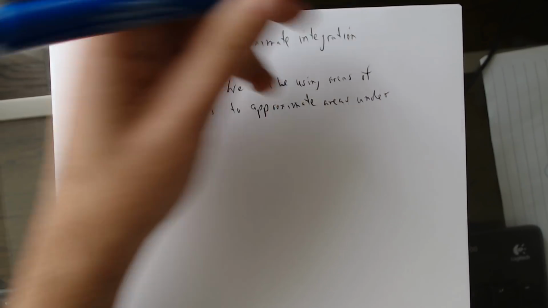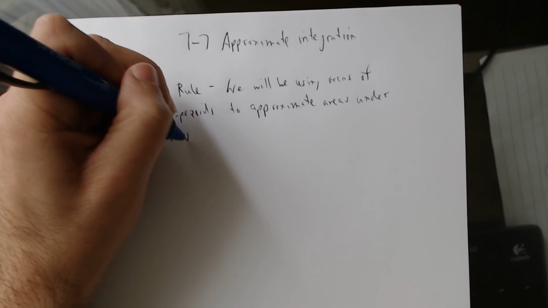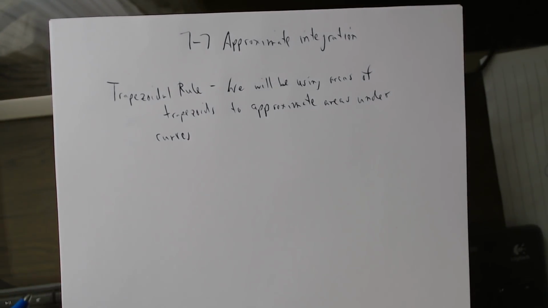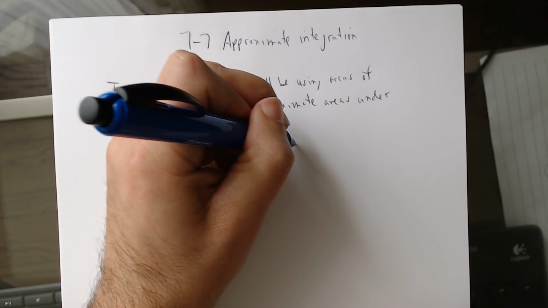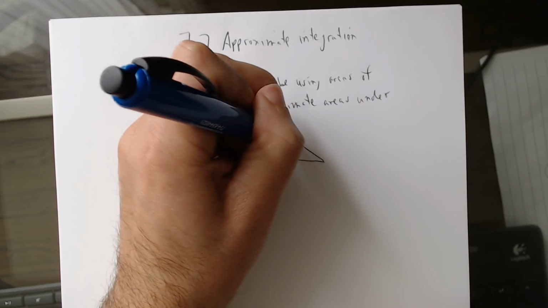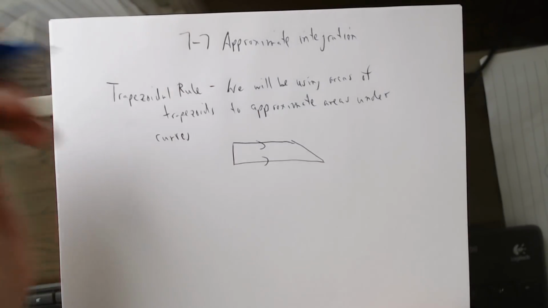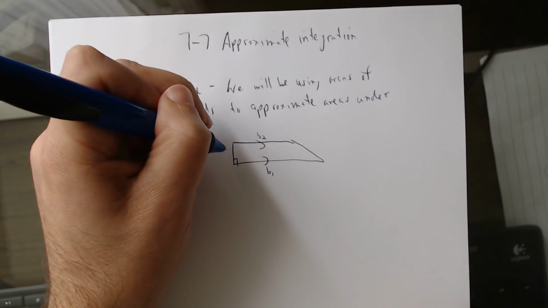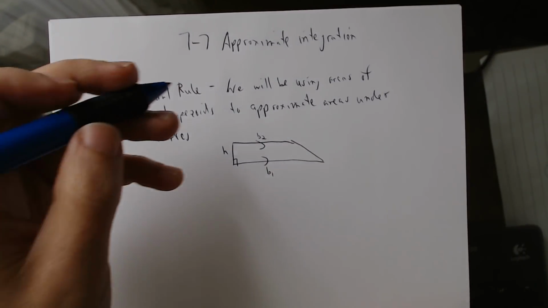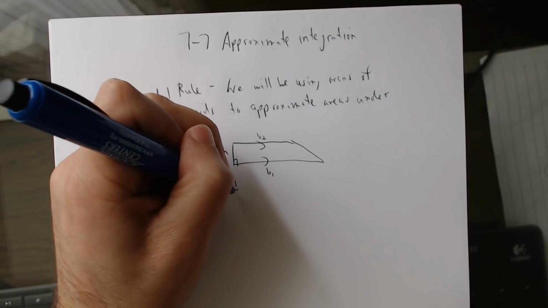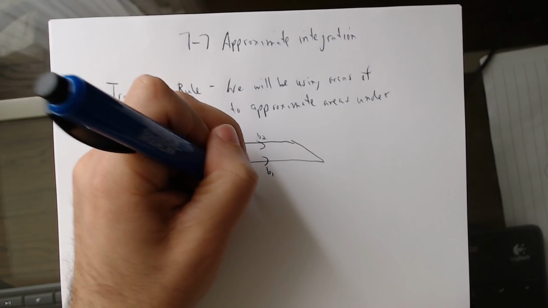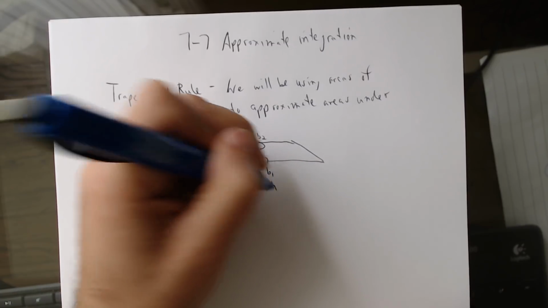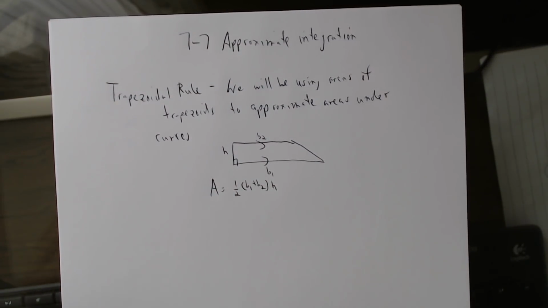So if we do a quick review of geometry, in geometry we learned that for a trapezoid, if we were to draw a trapezoid, we know that the bases are always parallel, and then this is the height. So if we have B1 and B2 and the height, then we know that the area of a trapezoid is 1/2 times (B1 plus B2) times the height. And so that's basically what we're going to be using to approximate the area under the curve here.